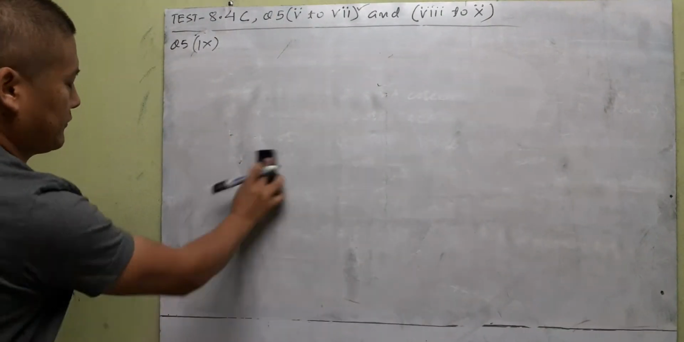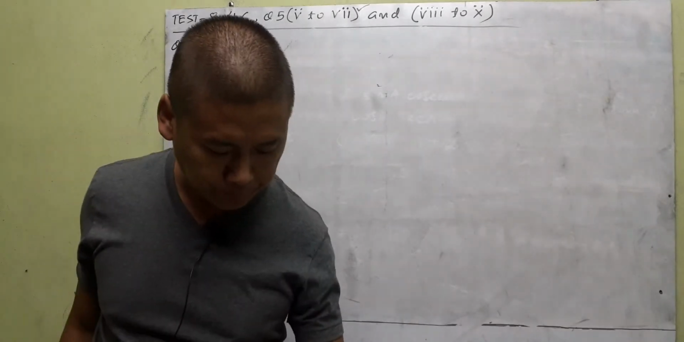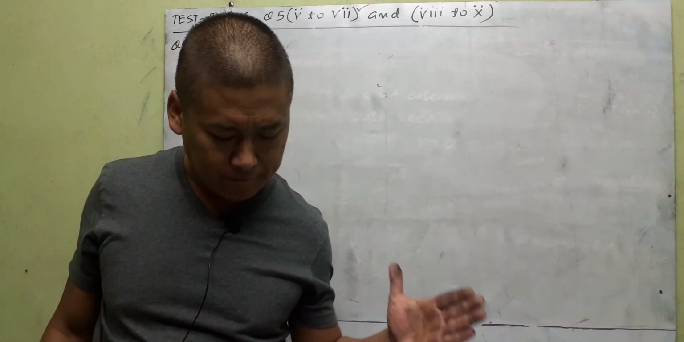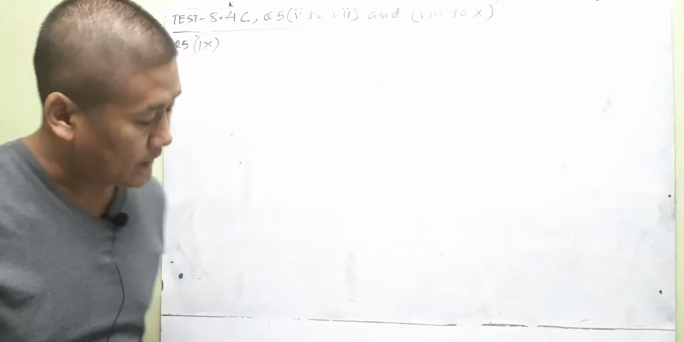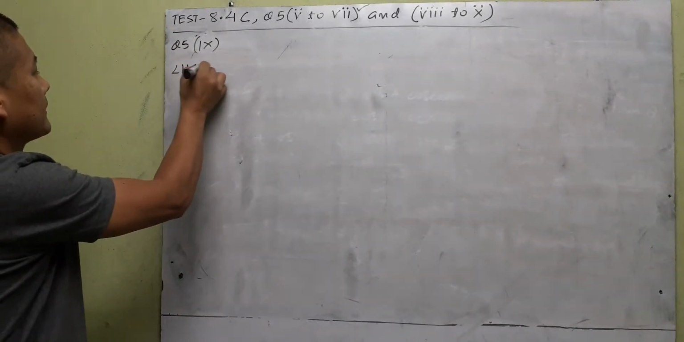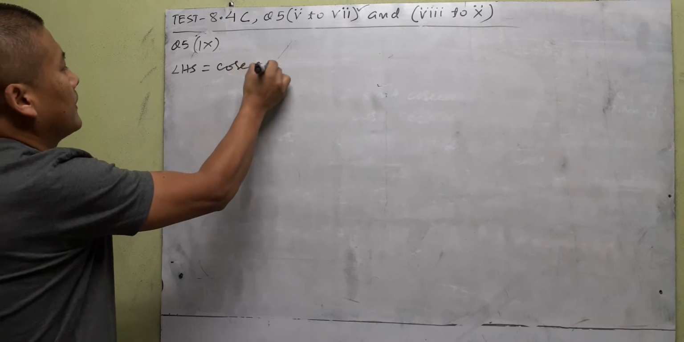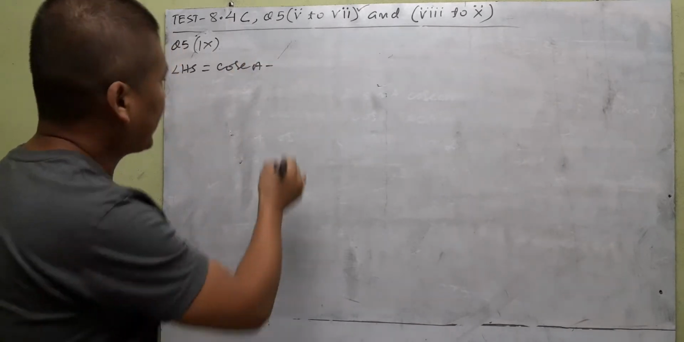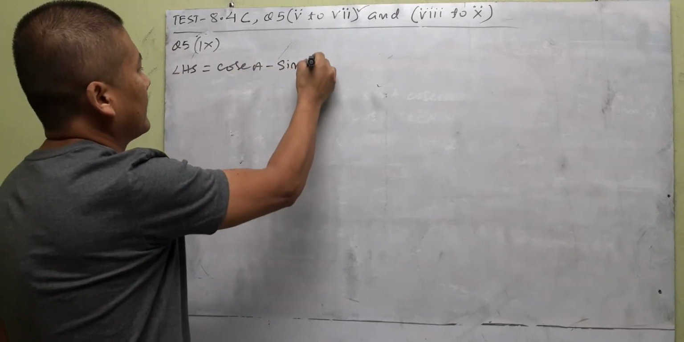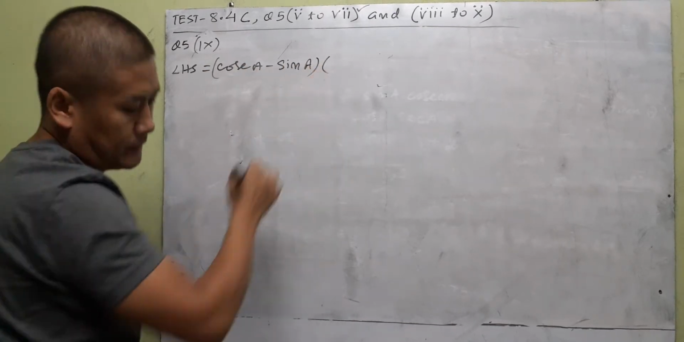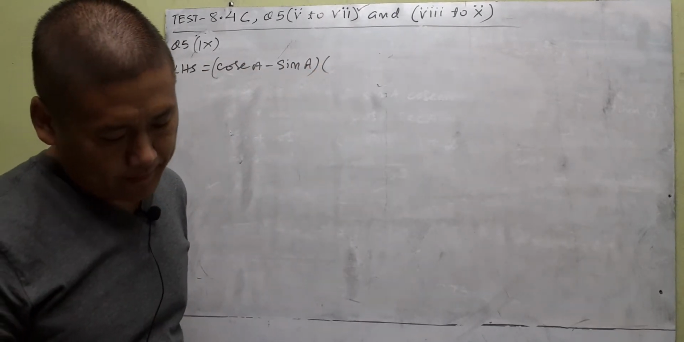Okay, let me read the question for us. Here also, I think for number 9, if we take left hand side and right hand side separately, it's going to be easier for us. Let's take the left hand side first. So left hand side is (cosec A minus sin A) into (sec A minus cos A).